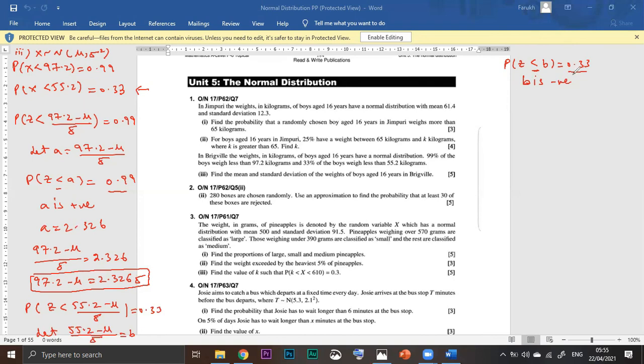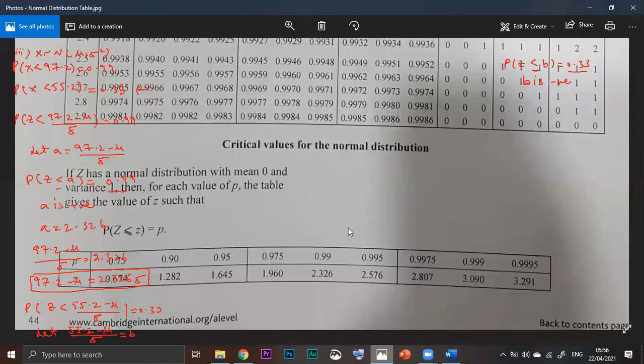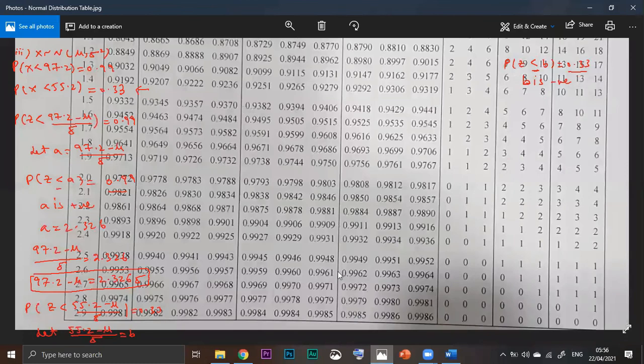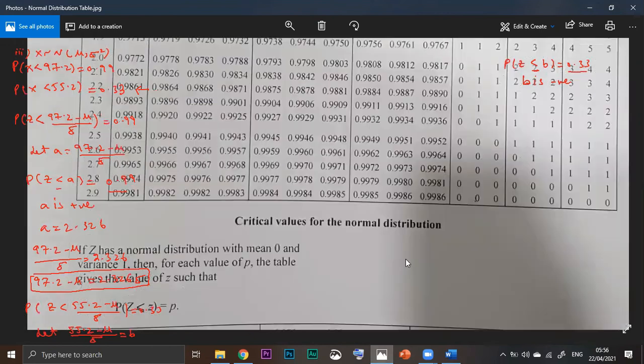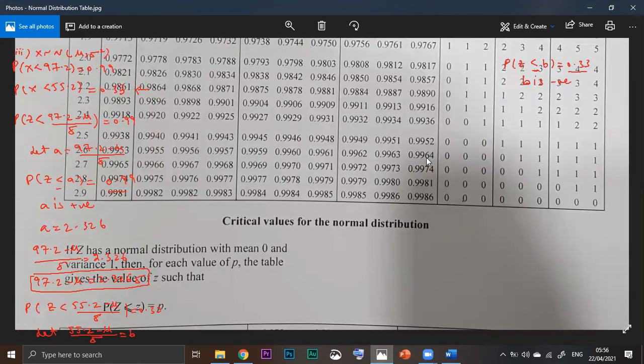Now we have the area 0.33 and we want to find the value of b. We will use the table in reverse order. You can see that in the table there is no value less than 0.5. All the values are greater than 0.5. So we will subtract 0.33 from 1. So we have 1 minus 0.33 is equal to 0.67.